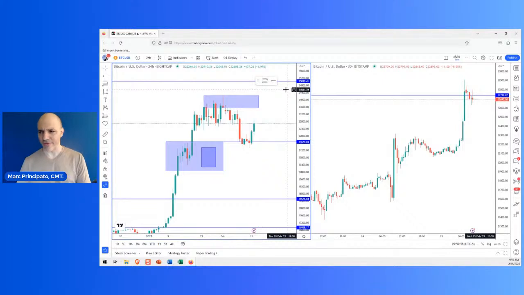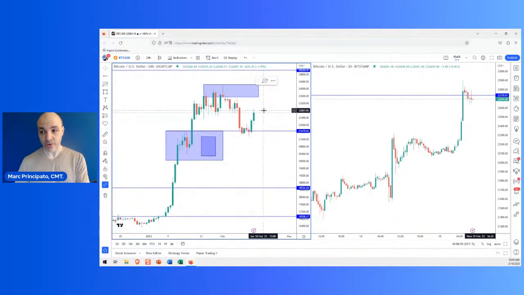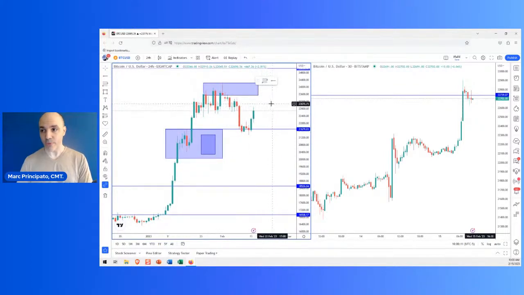So testing the 25Ks or above 25K is within reason, unless of course a conflicting signal comes along, right? Which we don't have at the moment. So that's the bigger picture. I usually don't cover that in this stream, but I wanted to mention that because that was a trade idea.